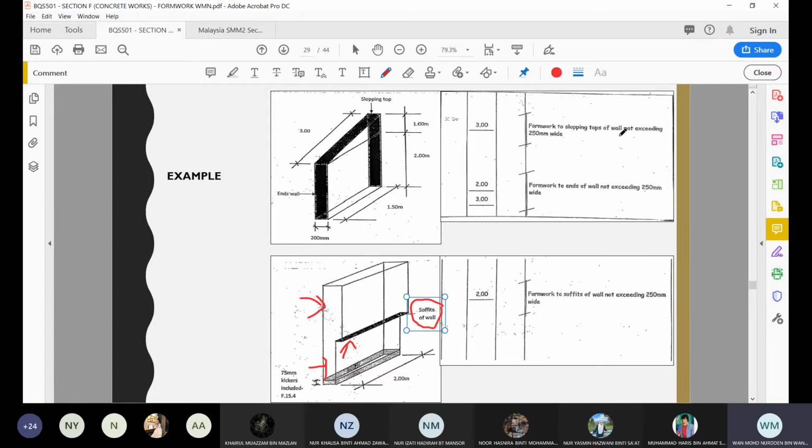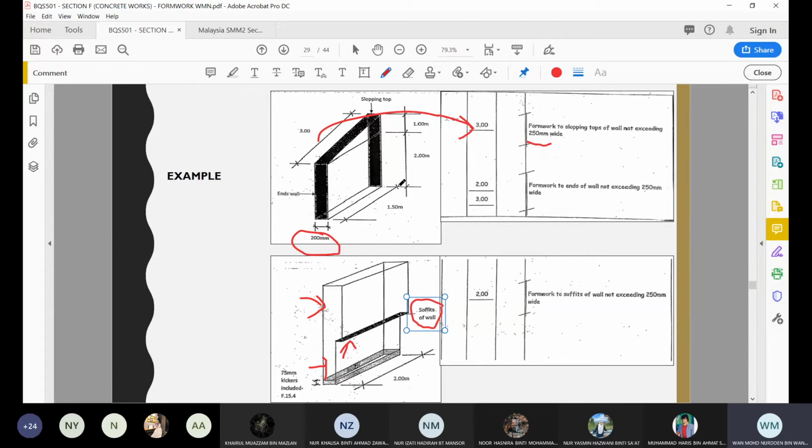Formwork to sloping top wall not exceeding 250 mm wide. Mana dapat 250 mm wide ni? Ikut pada keluasan ni lah. Ataupun ketebalan that wall lah. Okay. So 3 meter. Ambil saja ni. 3 meter. This one, formwork to ends of wall not exceeding 250 mm wide. Still not exceeding 250 mm wide.